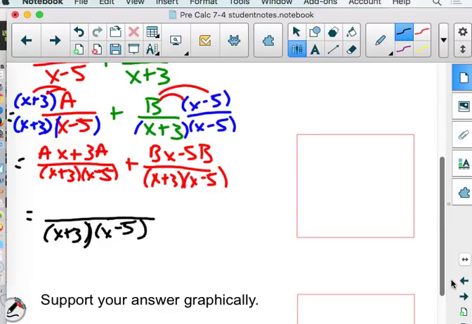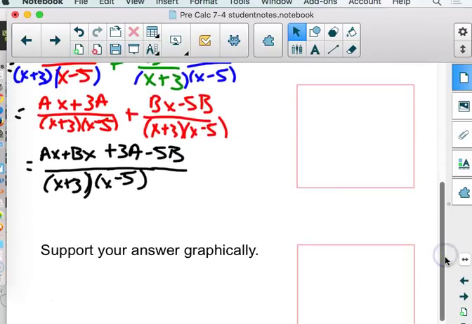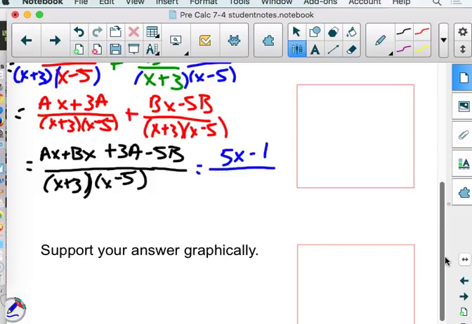So if we were going to actually do the addition, we would notice, hey, two of these are x terms. So we'll have Ax plus Bx plus 3A minus 5B. And that sets us up for what we need to see. So we have this, Ax plus Bx plus 3A minus 5B. And remember, keep in mind, the goal here is to get this back to 5x minus 1 over x squared minus 2x minus 15.